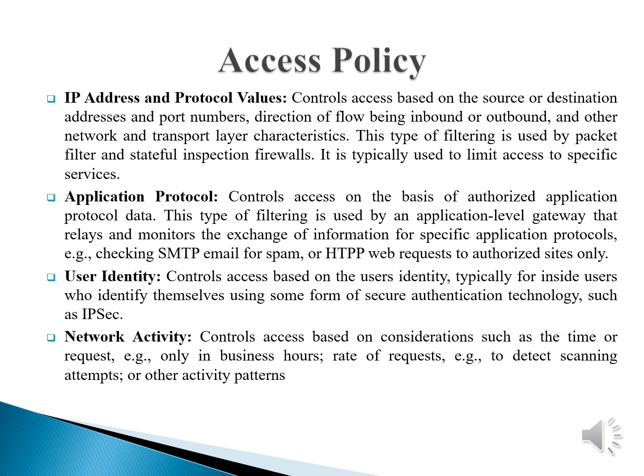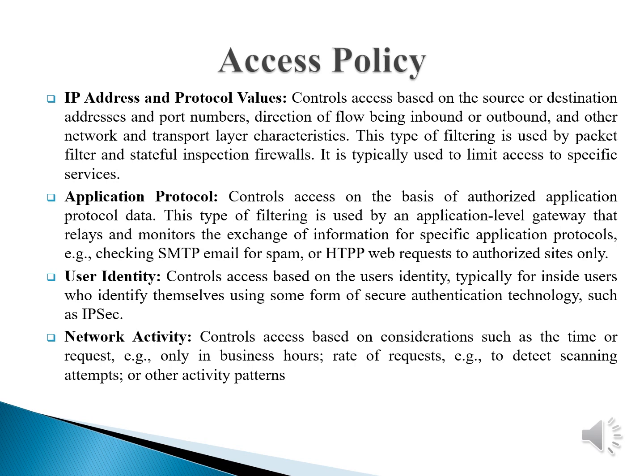Then the next one is application protocol. It controls the access on the basis of authorized application protocol data. This type of filtering is used by an application level gateway that relays and monitors the exchange of information for specific application protocols. Example, checking SMTP mail for spam or HTTP web requests to authorized sites only.